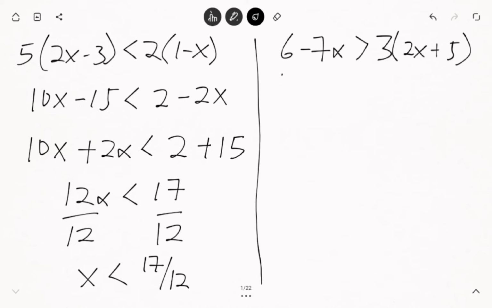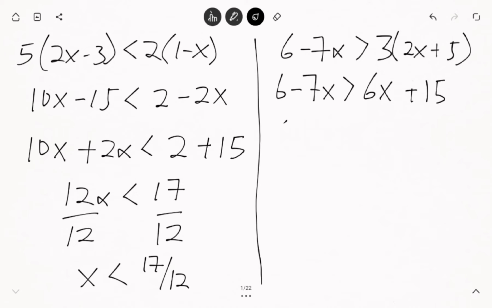Okay, now let's go ahead and find a solution. Because we have the bracket on the right hand side, we need to expand it. So first of all, we maintain the 6 minus 7x over here on our left hand side, and then we expand the bracket. 3 multiplied by 2 will give us 6x, and then 3 multiplied by 5 will give us 15, positive 15. Like I said, we group like terms.